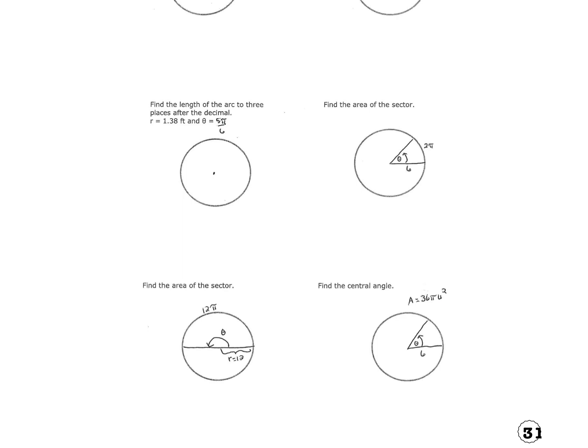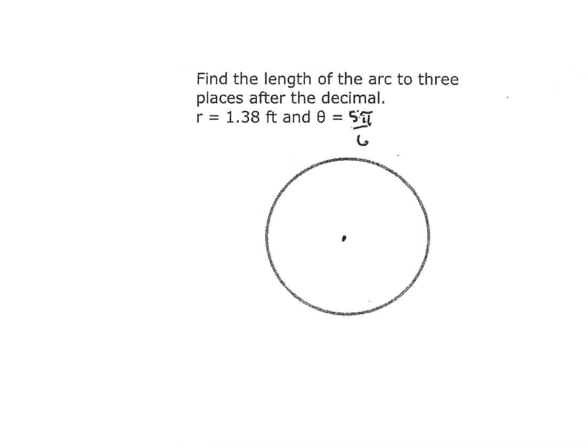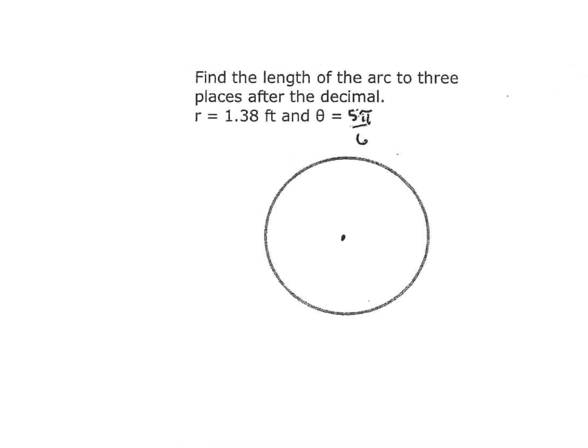Okay, on a couple of these, there are some extra steps or extra things you have to be conscious of when you're working on them. This one, not so much. It says find the length of the arc to 3 places after the decimal. That's a hint that the directions only want the approximate answer, right? So we're doing arc length, so that's this formula.